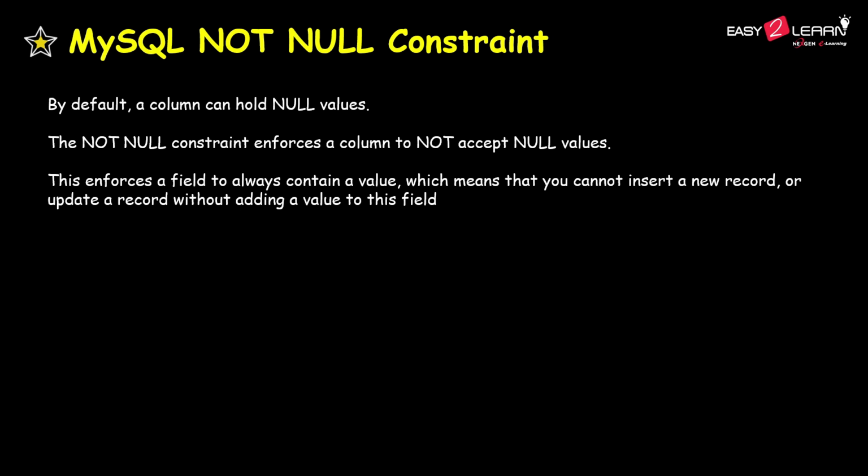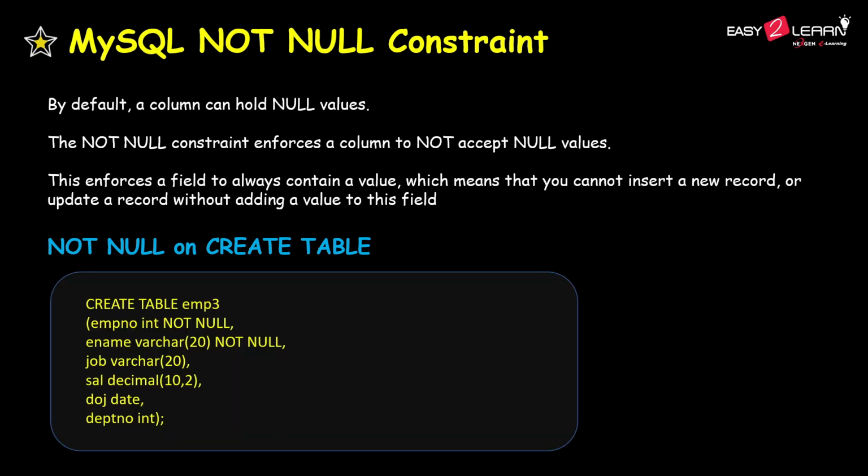By default, a column can hold null values. The not null constraint enforces a column to not accept null values. This enforces a field to always contain a value, which means that you cannot insert a new record or update a record without adding a value to this field. We are going to apply the not null constraint at the time of creating the table.